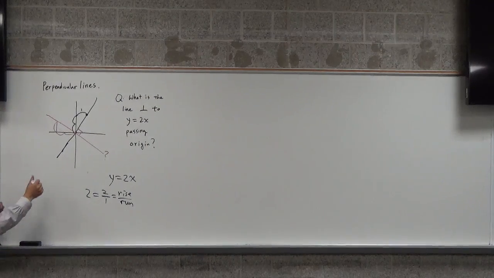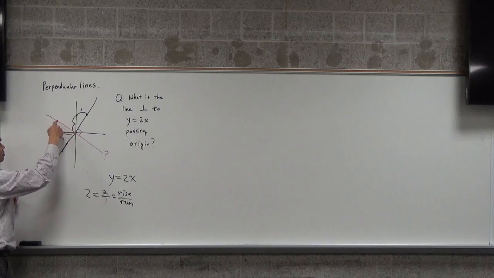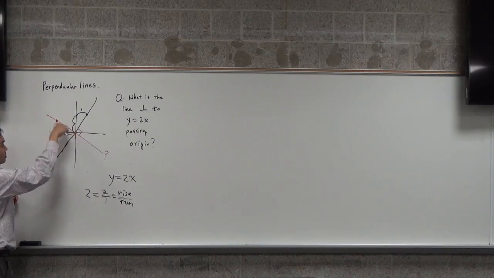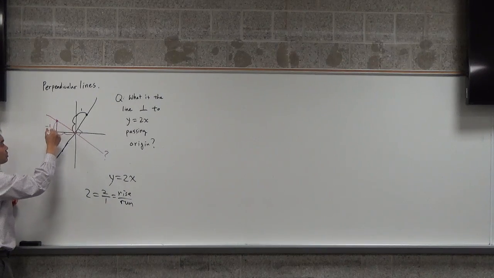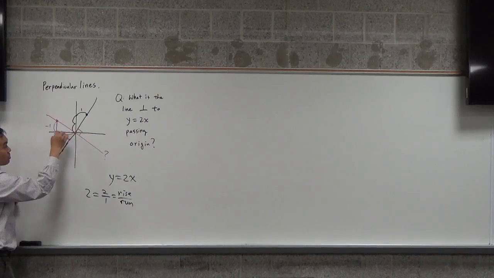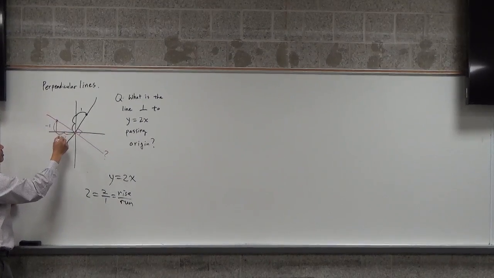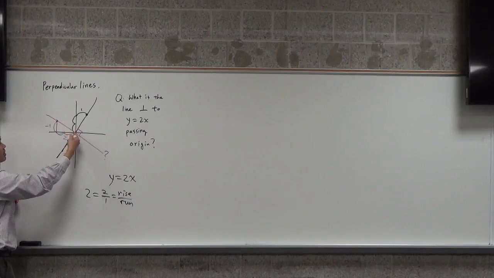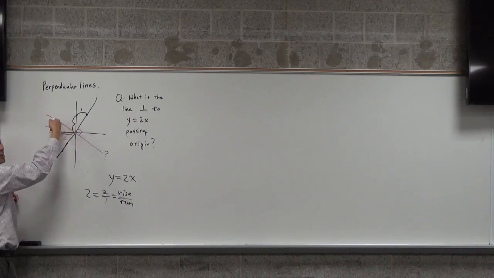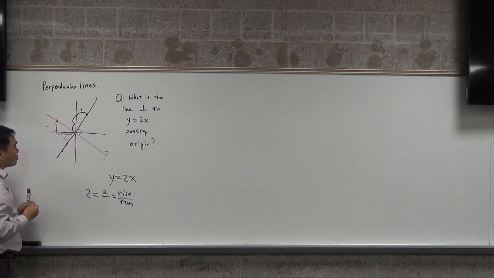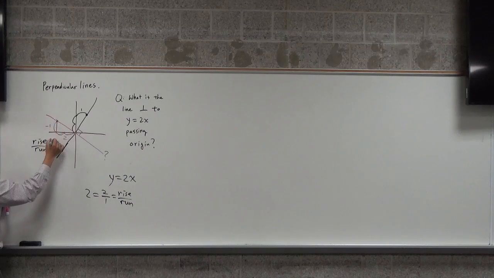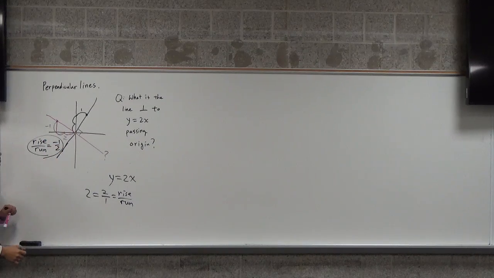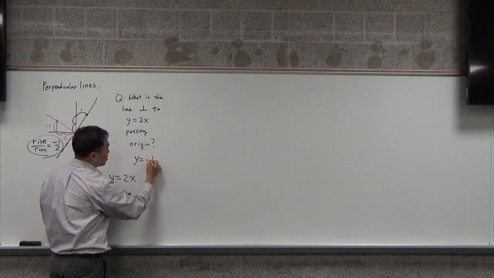So what is the slope of this line then? What's the rise? Let's say you go from here to there. Rise is, you're going down, so -1. What's the run? Positive 2. Or you can also go from here to there. In that case, you rise up by 1, but then you run -2. Either way, you get the same slope, rise over run, which is -1 over 2. So the answer to this is y equals -1/2 x.